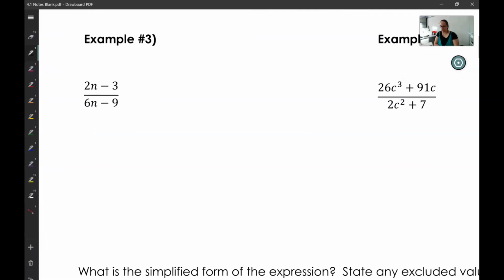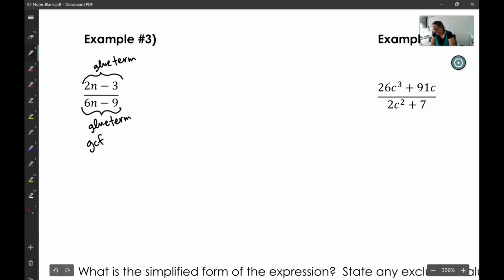Okay, let's do one more example on this video. This is an example with glue terms. So on this one, I have a glue term on top and on bottom this time. So remember, anytime we have a glue term, we think GCF and/or factor. We can only factor it if it's going to have something squared. Just so you know. This one doesn't have anything squared, so we're not going to be factoring in this one. We just need to check for a GCF.